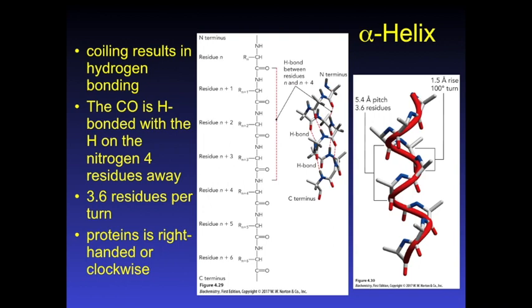And so there are 3.6 residues per turn in a normal hydrogen bonded alpha helix. And the protein is right-handed or clockwise. This will lead us to a spectroscopy analysis. We never see the left-handed in natural form. We can force it under really odd conditions.